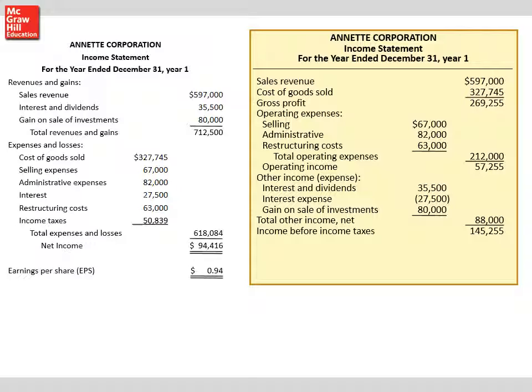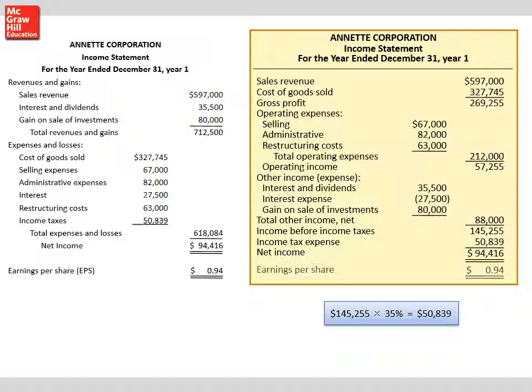That is added to get income before taxes, $145,255. We'll then subtract the income tax expense of $58,339 to get $94,416. So in the end, we still get the same net income. It's just the presentation was incorrect. We needed a multiple step. And earnings per share is still 94 cents per share: net income divided by outstanding shares of common stock.